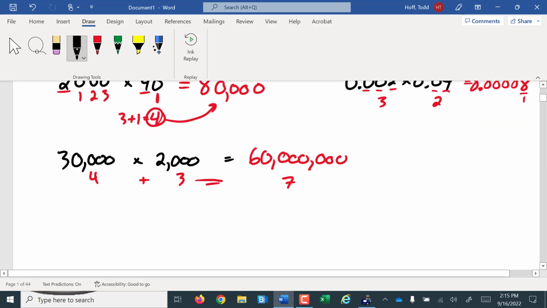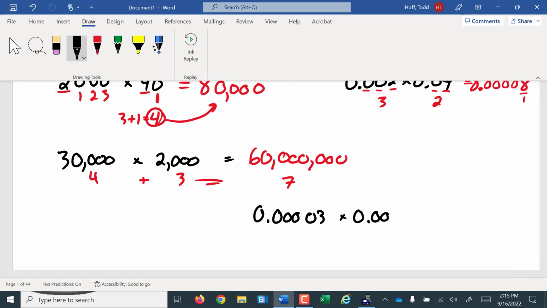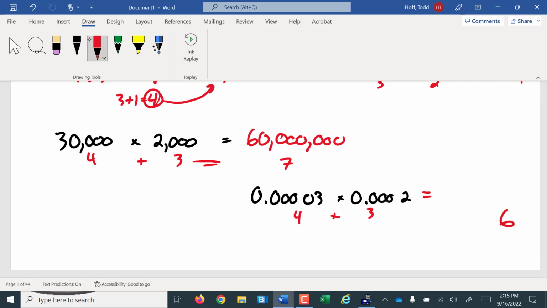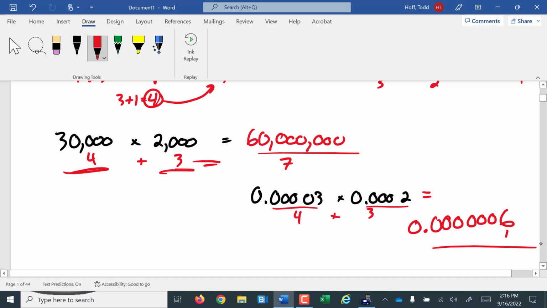Or like this one, 0.00003 times 0.0002. 3 times 2 is 6. How many decimal places? Careful. 7. So that's 1, 2, 3, 4, 5, 6, 7. So 0.000006. Instead of adding the number of zeros to get the zeros in the answer, we're adding the number of decimal places to get the decimal places in the answer. That's just the equivalent of being after the decimal point.